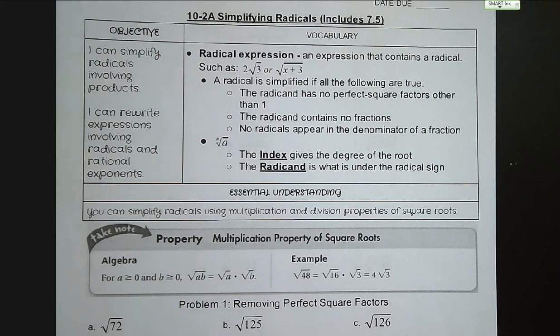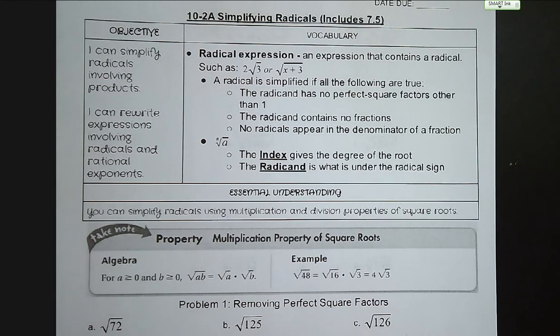So what is a radical expression? It's an expression that contains a radical, such as 2 times the square root of 3 or the square root of x plus 3, anything that has any kind of radical or roots involved. A radical is simplified if all of the following are true. The radicand has no perfect square factors other than 1. The radicand contains no fractions, and there are no radicals in the denominator of a fraction.